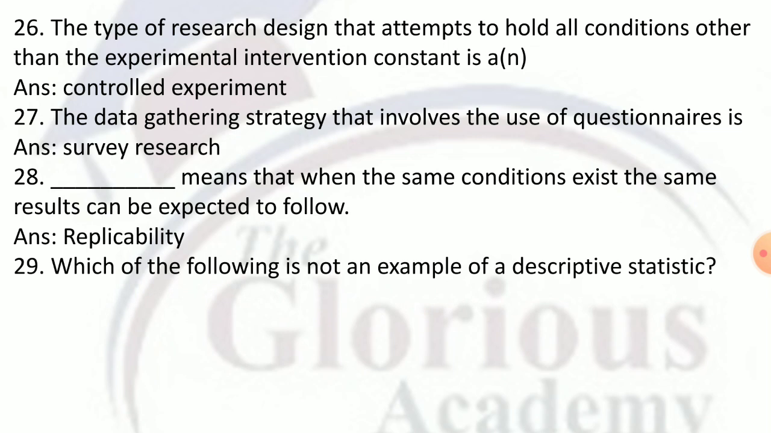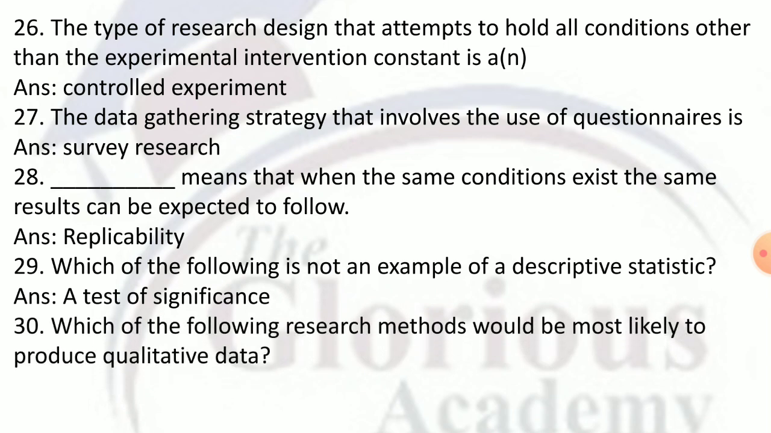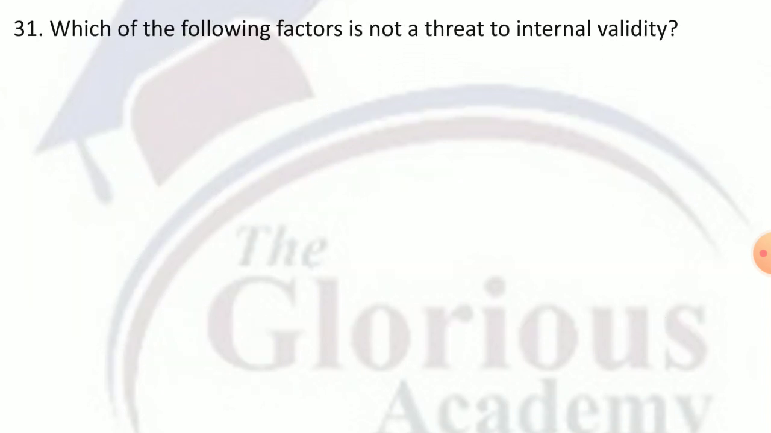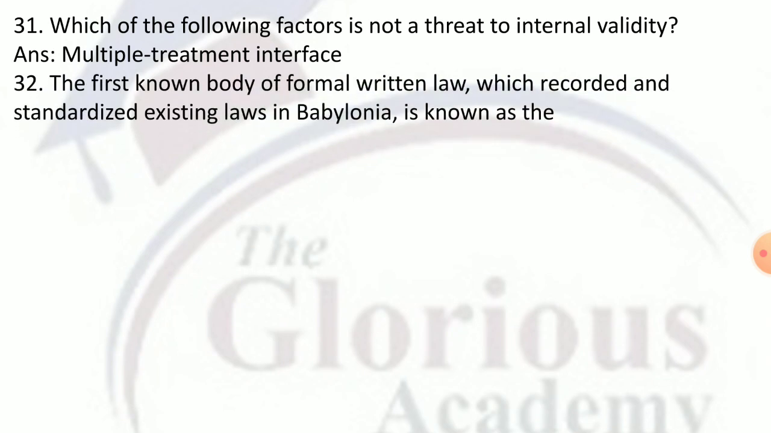Which of the following is not an example of descriptive statistic, a test of significance? Which of the following research methods would be most likely to produce qualitative data? Participant observation. Which of the following factors is not a threat to internal validity? Multiple treatment interference. The first known body of formal written law which recorded and standardized existing laws in Babylonia is known as Code of Hammurabi.